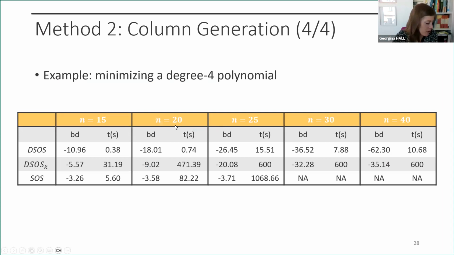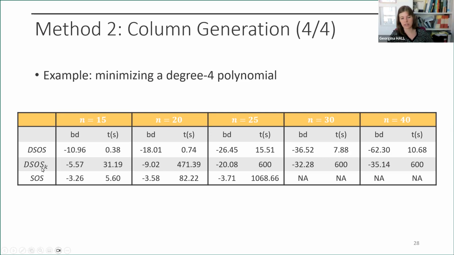And this is a numerical example for you to see. Here we're minimizing a degree polynomial, and we're scaling up the number of variables in this polynomial as we go, from n equals 15 to n equals 40. As you can see, in some regime, for example n equals 30, we're unable to solve the sum of squares. The sum of squares optimization problem is just too big. It takes up too much memory. We cannot do it.